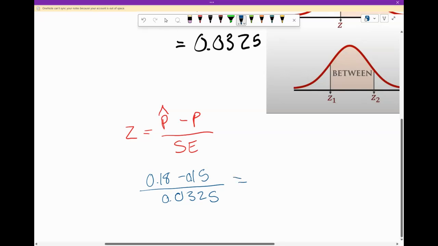So what do we get here? Oh, guys, your time is leaving us. It's leaving us behind. So here you should get 0.92.